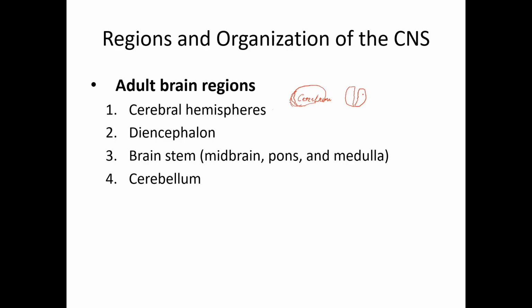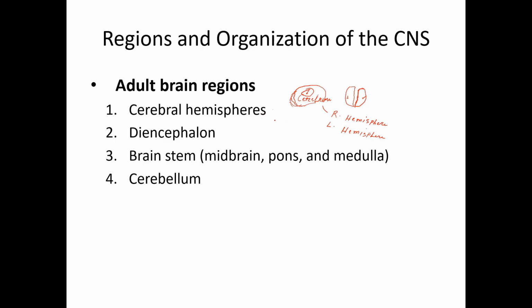Okay, and the two hemispheres are separated by the longitudinal fissure. So this is one hemisphere and this is another hemisphere. So cerebrum consists of right and left hemisphere. Hemi means half. Hemisphere. So two hemispheres together form the cerebrum, and that is the largest part of the brain.